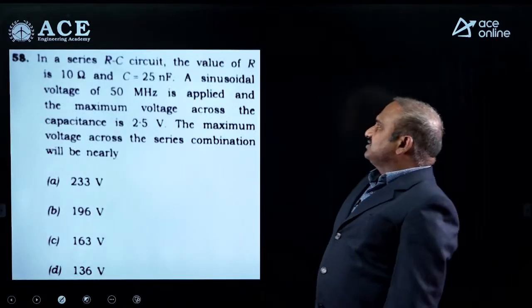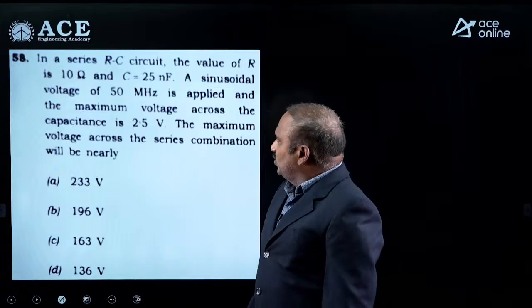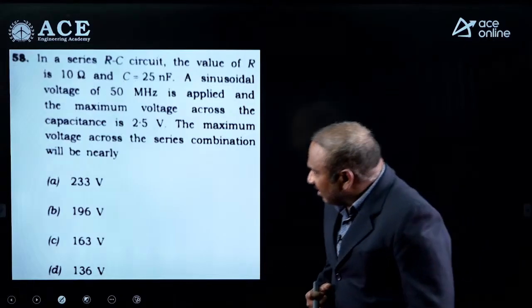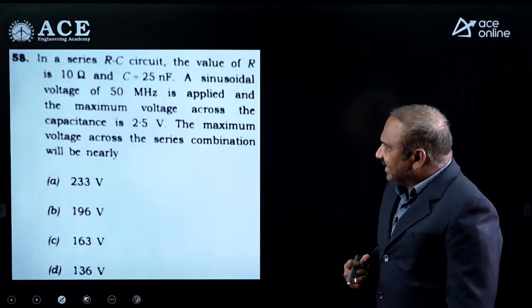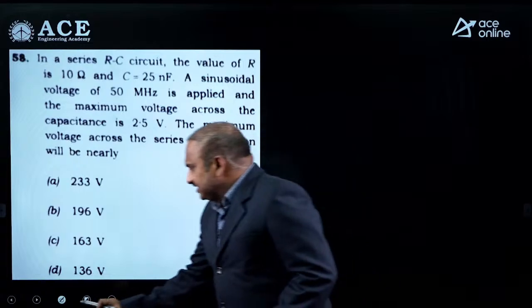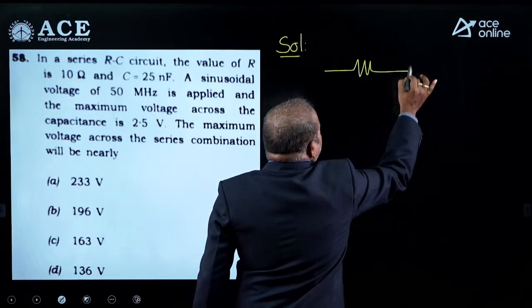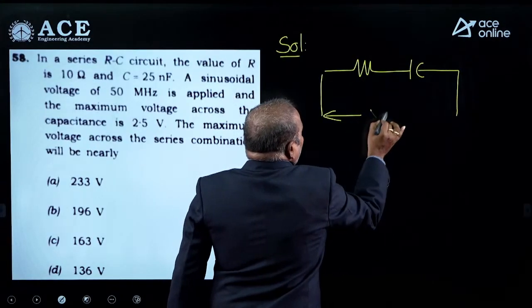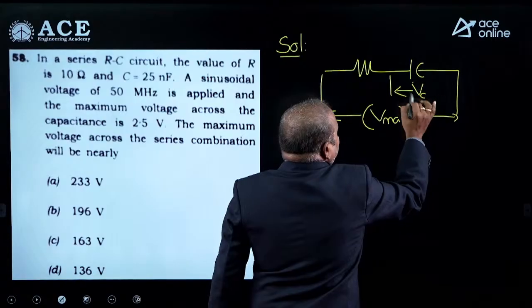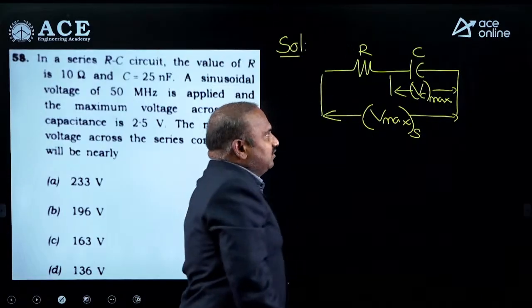In a series RC circuit, the value of R is 10 ohms and C is 25 nanofarads. A sinusoidal voltage of 50 megahertz is applied and the maximum voltage across the capacitance is 2.5 volts. The maximum voltage across the series combination will be nearly? Guys, the given network is an RC series network, and the C value and R value are given.